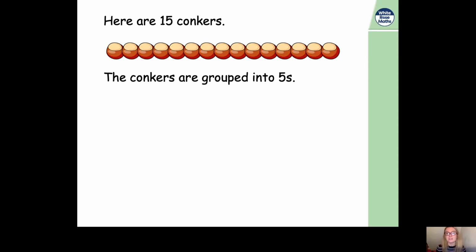And it says into 5s. So into 5s, okay? So that's another keyword, 5s. And that tells me that I need to group these conkers into 5. So each group needs to have 5 conkers in it. And I need to work out how many groups of conkers I will have. So let's have a look. Well, I've got 1 group.